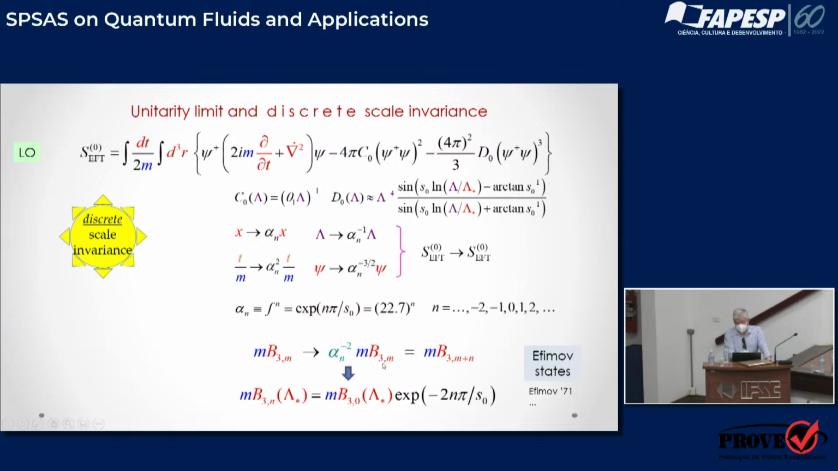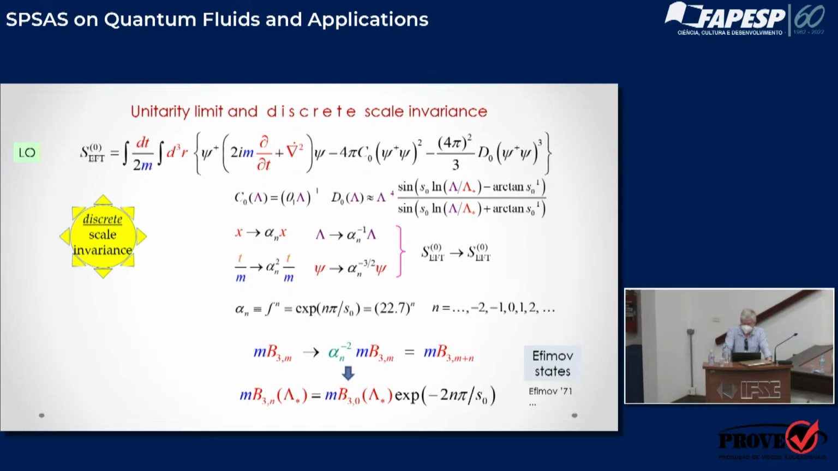So before, when I had a continuous scale invariance, this had to be the same as what I had before, and that implied that the binding energy was zero. But now I have the possibility that the binding energy is another discrete value. So this is consistent with the scale invariance, and then I can solve this equation and I find a tower of states. And this tower of states was obtained in a different way a long time ago by Efimov, and it's known as the Efimov tower of states, a geometric tower of states.